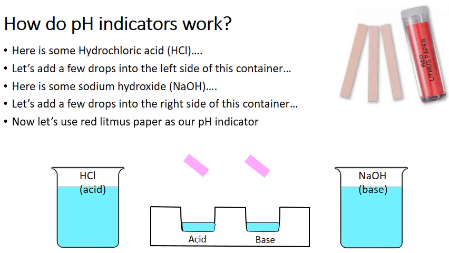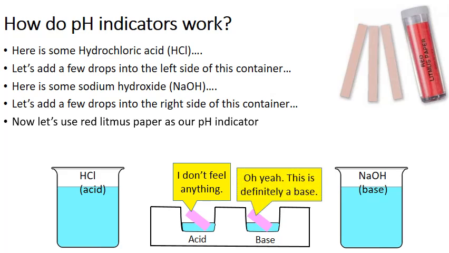Now, if I dip these into the acid on the left and the base on the right, how do these pieces of paper communicate with me? I'm being silly right now. Do they verbally talk to us? Does the one on the left say, I don't feel anything when it's dipped into an acid? Does the one on the right say, oh yeah, this is definitely a base? How do these indicators actually communicate with us? Because it's obviously not verbal, that's just silly.